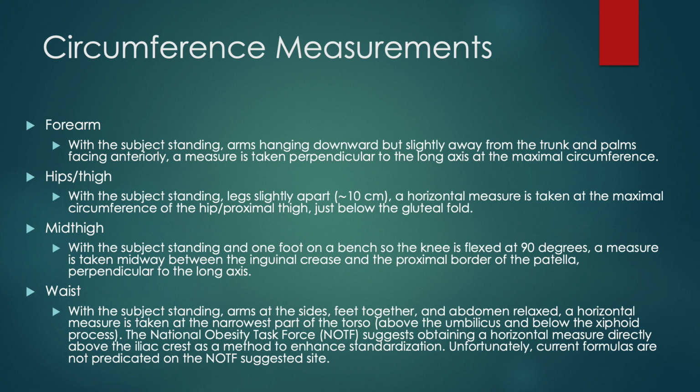For the hips/thigh, the subject is standing with their feet slightly apart, and a horizontal measurement is going to be taken at the maximal circumference of the proximal thigh. So this is going to be below the gluteal fold. This is going to be just one limb, not at the waist. So just below the gluteal fold, kind of where that bathing suit line might hit on a female, that's where you're going to take the measurement.